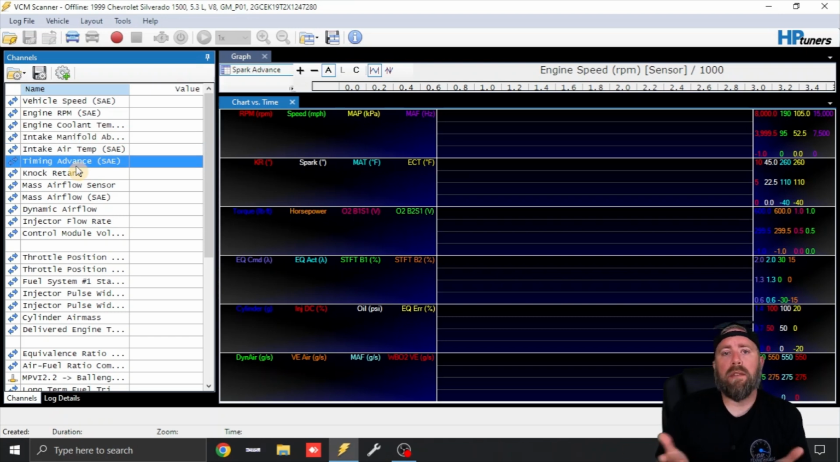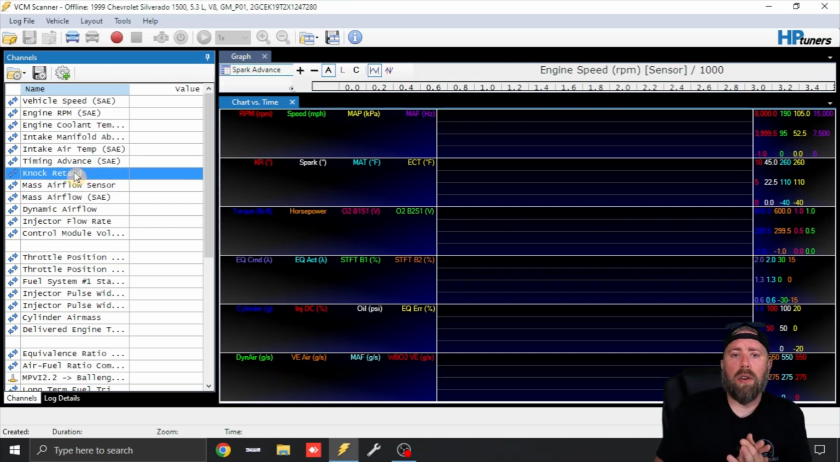Next one's going to be timing advance. That is actually ignition timing. We definitely need to watch that one. Knock retard is going to be the amount of timing that the ECU is subtracting. So when you see this, whatever number this is, if it's 2 or 3, that means the ECM is pulling that amount to remove detonation. So we definitely want to watch that.